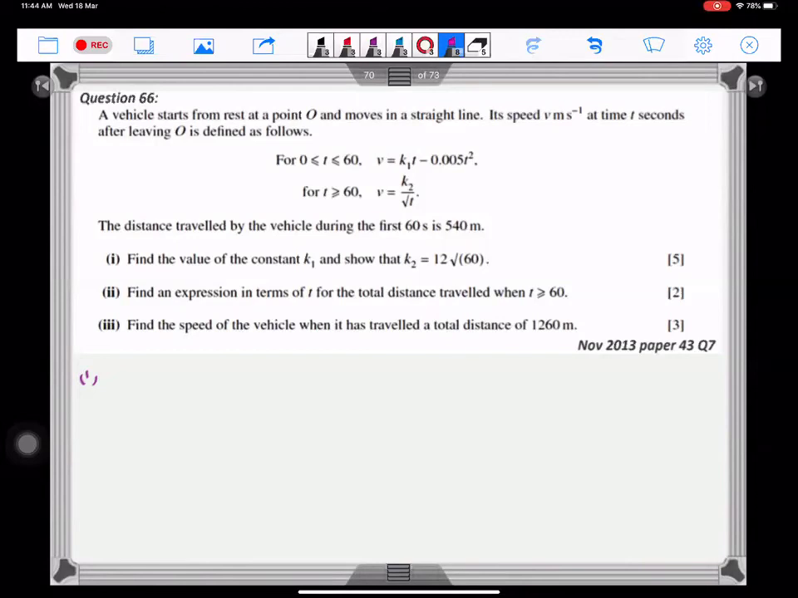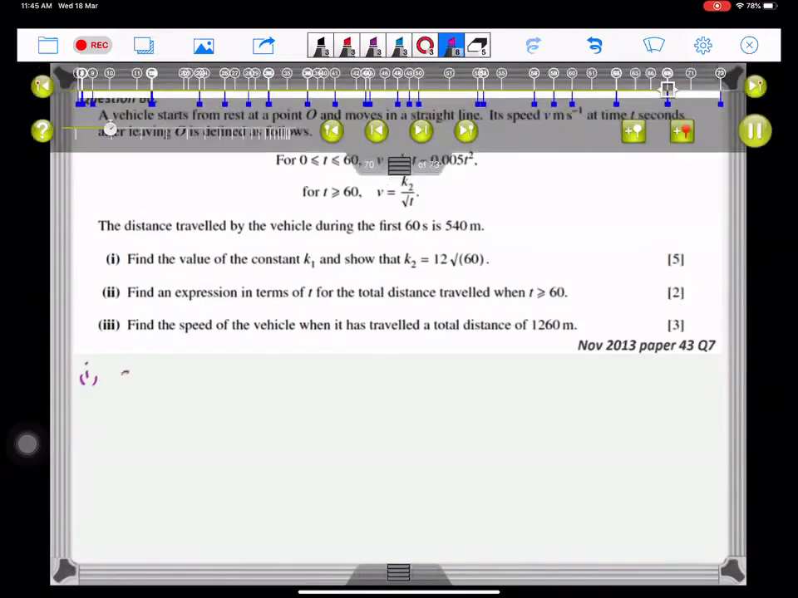Now, in order to find K1, I have two options. I integrate the velocity equation between the limits 0 and 60 and equal it to 540. That's one approach. Second approach, I find a displacement equation, take care of C, because the particle was at O. Initially, when t is 0, S is 0, so I can find the value of C. Then I can plug in t equals 60, S equals 540, and find the value of K1. Look at both the work.